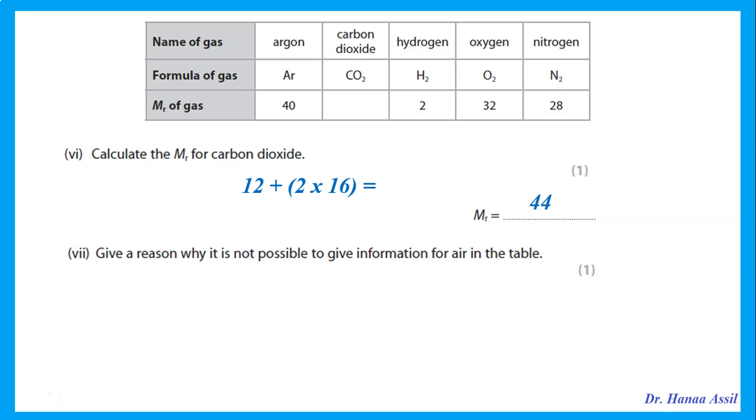Give a reason why it's not possible to give information for air. This table is giving molecular masses of gases. So we're told argon is 40, hydrogen is 2, oxygen, and so on. Why is it that I cannot calculate the molecular mass of air? Well, air is not just one gas, it is a mixture of gases. So we do not calculate for a mixture of gases.